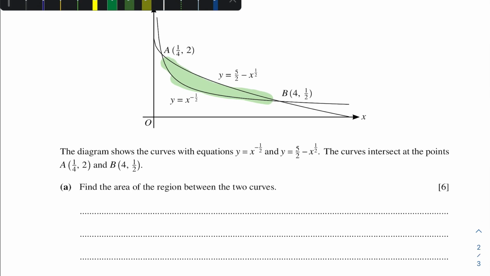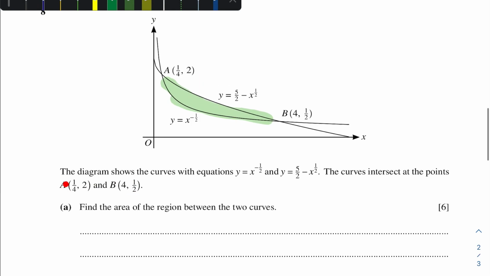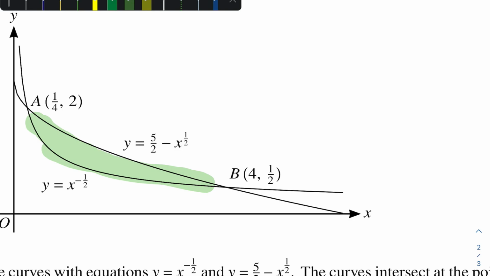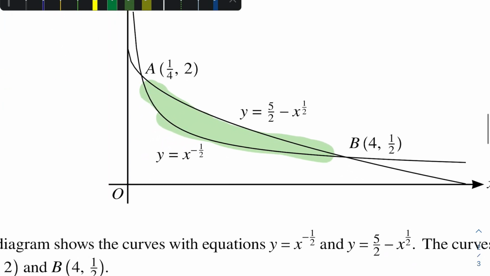Basically, we already have the equations of the curves, y equals that, and y equals that. The curves meet at points A and B, so we already know the points. There's A, which is this one right there, and B. All right. So find the area of the region between the two curves. In order to do that, we just have to. So you see here, we're trying to find this region.